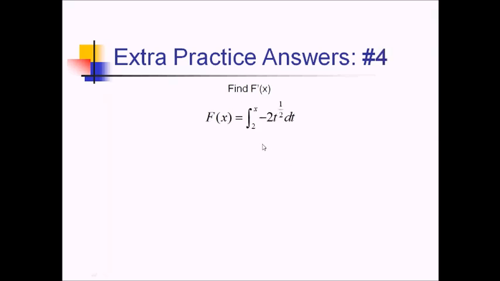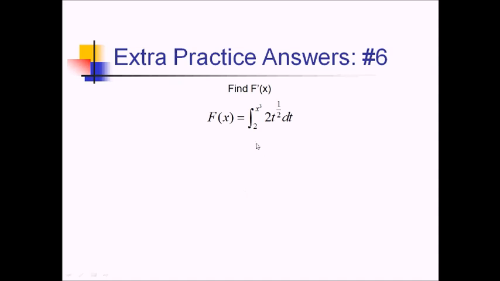To take the derivative of this integral, we're going to plug our upper limit in for t. So this is just going to be negative 2x to the 1/2, and that's it. To take this derivative, we're just going to plug our upper limit of x in for our dummy variable t. So this is just 3e to the x, and there is nothing else on this one.